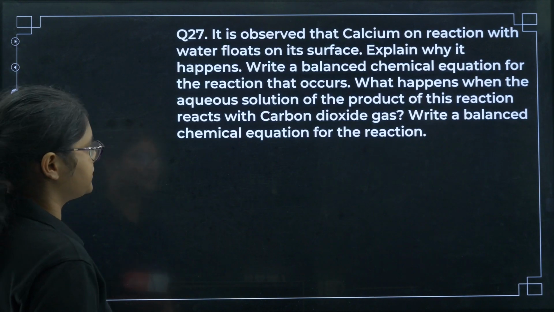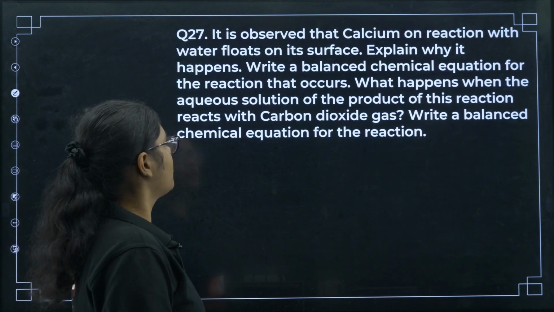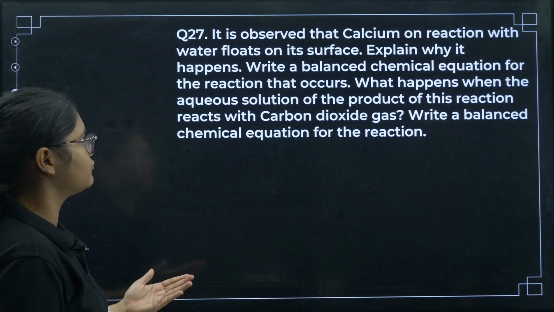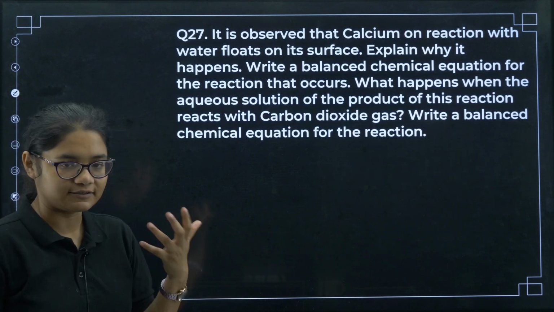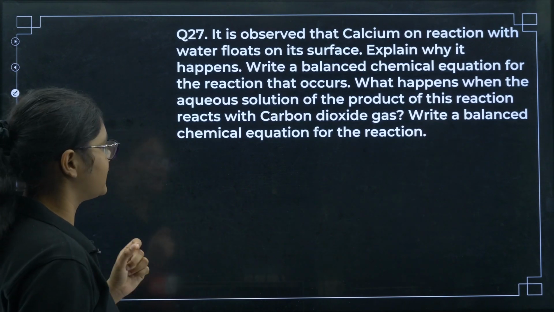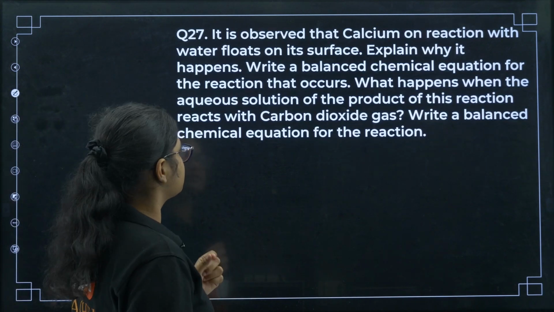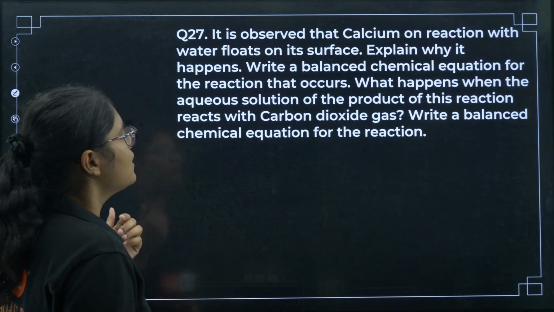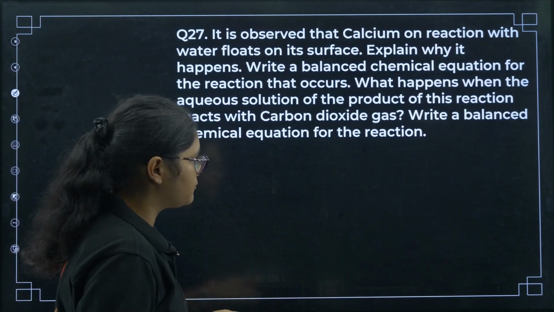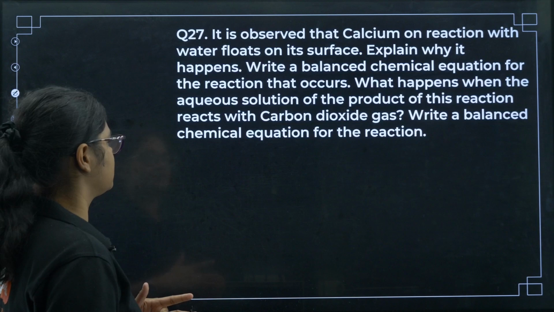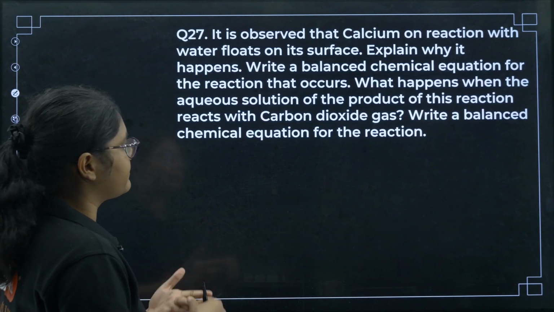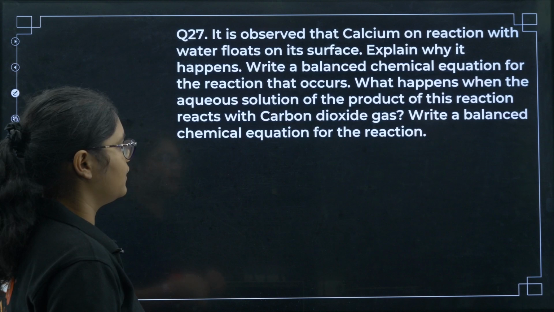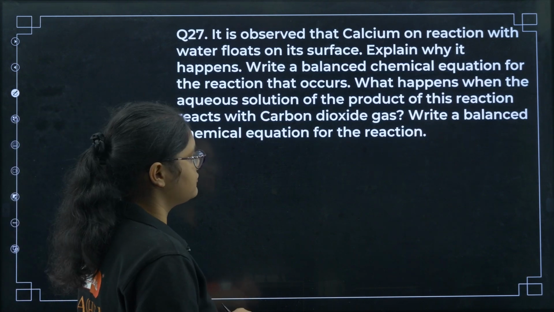Next, a 3-marker question. It is observed that calcium on reaction with water floats on its surface. Explain why it happens. We all know hydrogen gas will be produced and will carry the metal, so that is why. Write a balanced equation for the reaction that occurs. What happens when the aqueous solution of the product of this reaction reacts with carbon dioxide gas? Write a balanced chemical equation for the reaction.